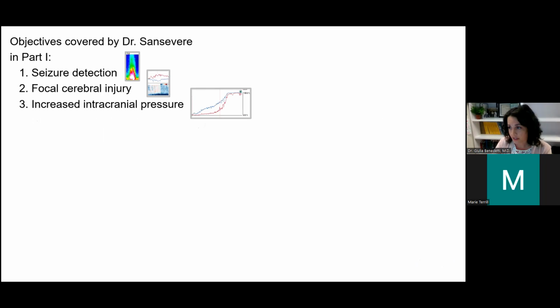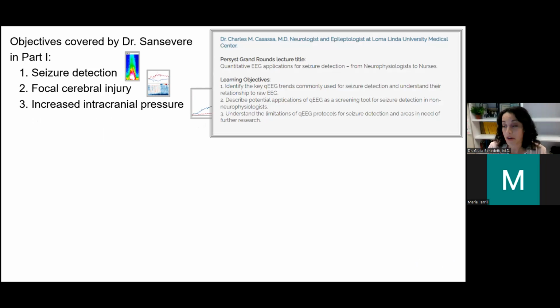So Dr. Sansevier covered part 1, and just to review what he talked about, he went over seizure detection with quantitative EEG, focal cerebral injury detection in the ICU, and patterns of increased intracranial pressure. Next, on August 29th, Dr. Casassa will cover seizure detection on quantitative EEG. It looks like a really exciting talk, and it will have a focus also on teaching non-neurophysiologists how to detect seizures. And so I'll kind of steer clear of that because that sounds like it's going to be a really fantastic talk.